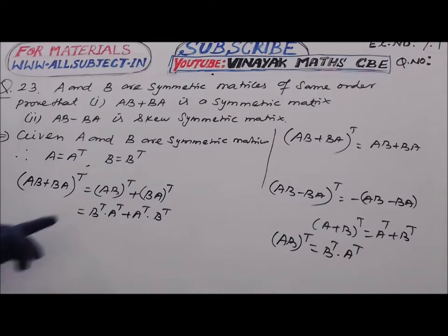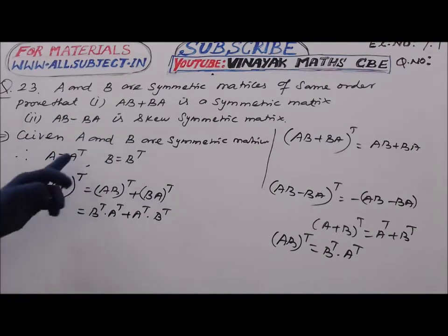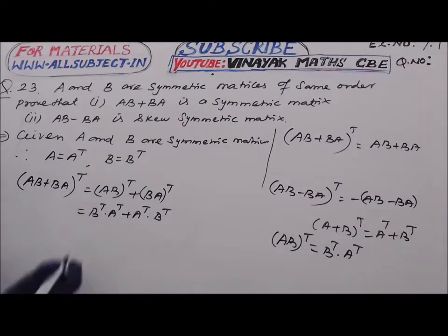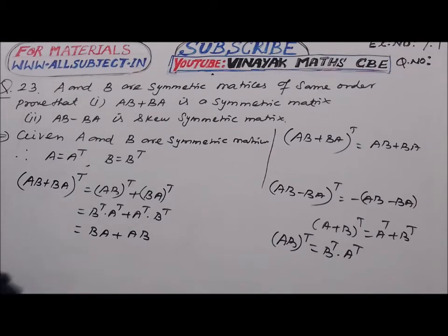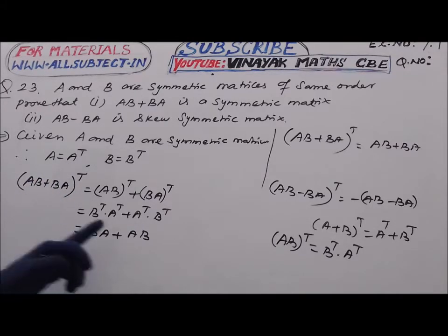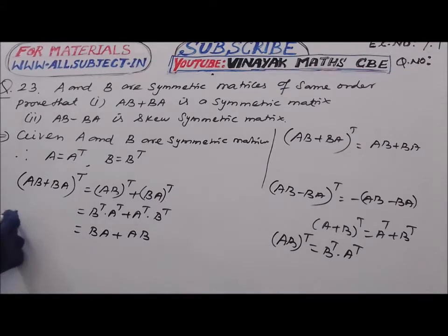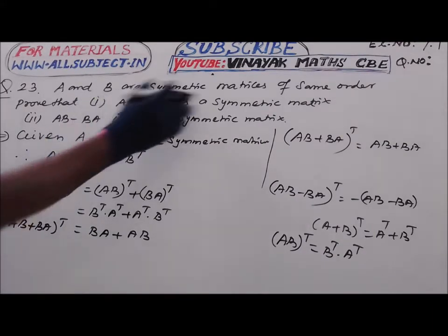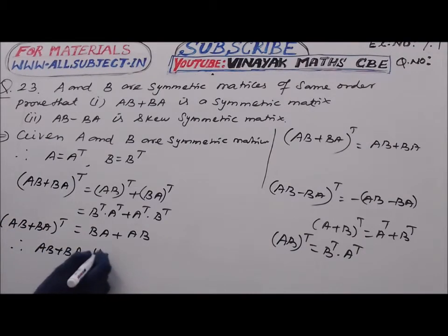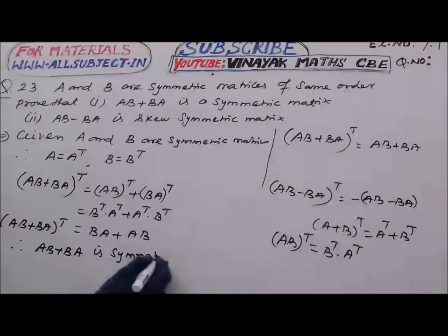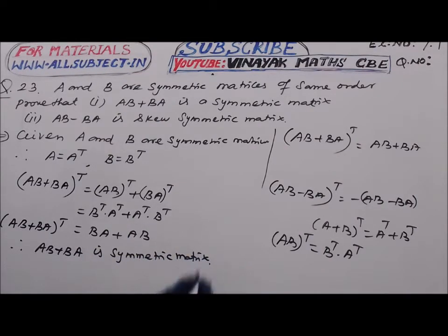B transpose. Now B transpose is B and A transpose is A, applying in it, which is equal to BA plus AB. So (AB plus BA) whole transpose is equal to BA plus AB, which is AB plus BA. This means the given matrix is a symmetric matrix. Therefore, AB plus BA is a symmetric matrix.